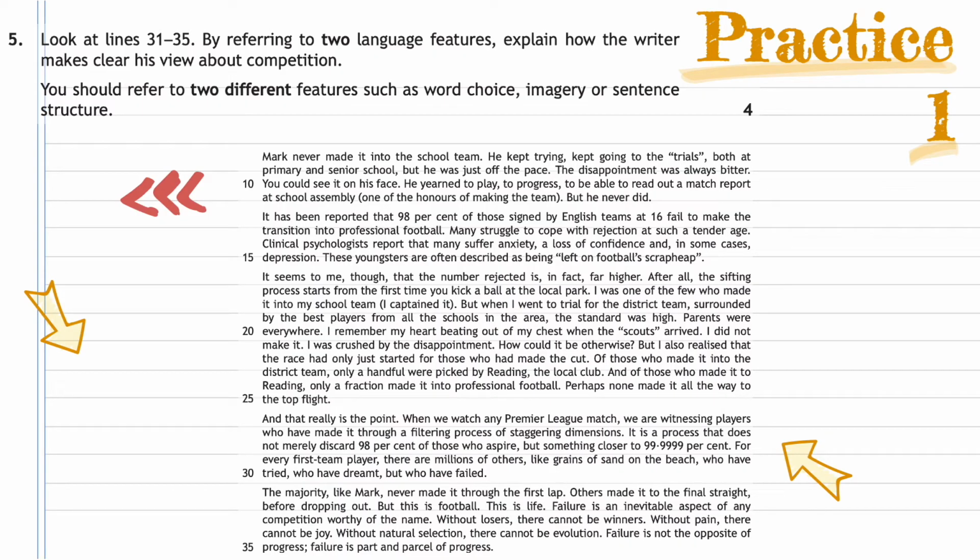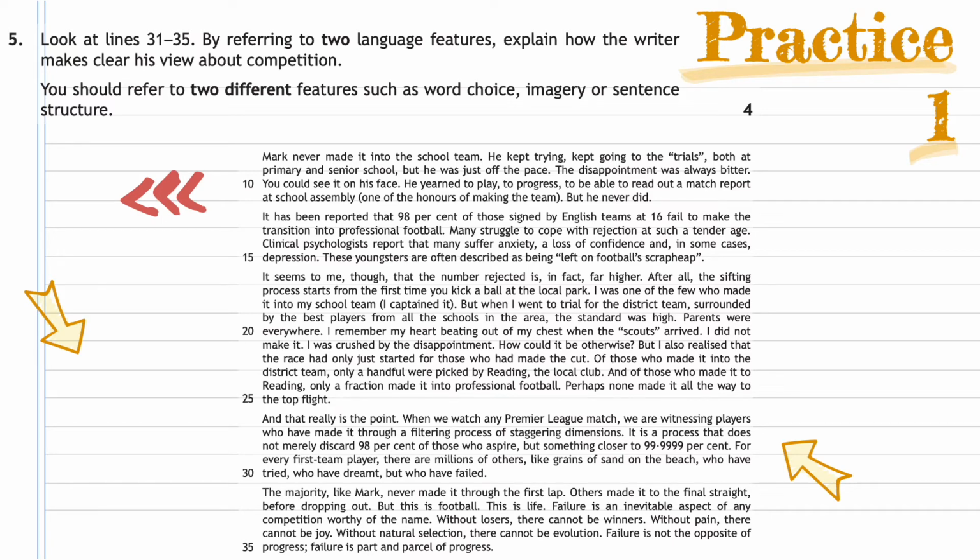Practice 1 asks, look at lines 31 to 35. By referring to two language features, explain how the writer makes clear his view about competition. You should refer to two different features such as word choice, imagery, or sentence structure. Now, before we begin, it is good practice to identify all three when it's asked. In your prelim, you'll be expected to identify at least two of the three. But for this example, we're going to focus solely on imagery so that we're not getting confused.